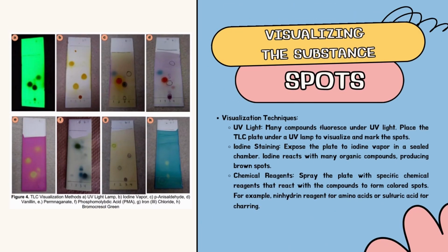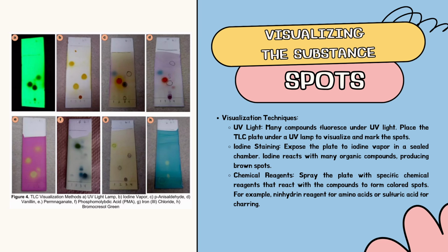Meanwhile, visualizing the substance spots. There are 3 techniques: UV light, iodine staining, or chemical reagents. Most compounds fluoresce under UV light, so we can just place the TLC plate under a UV lamp to observe and mark the spot.